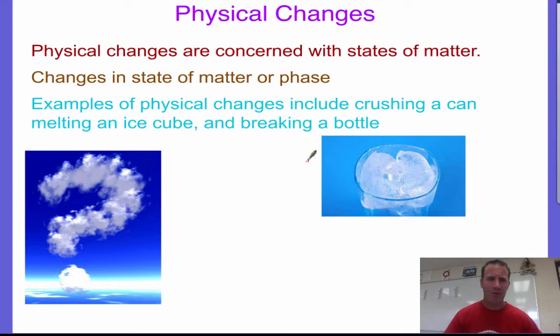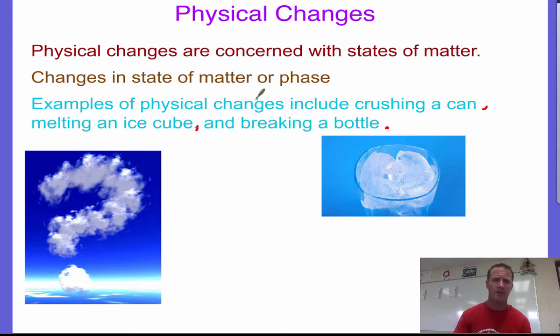I think that you've probably studied this since about second grade, but we'll just address it. There are two types of changes to matter that are important to us. They are physical changes and chemical changes. Physical changes are changes that are concerned with states of matter. Basically you're just changing the state or phase of matter that it's in. For example, crushing a can, melting an ice cube, or breaking a bottle. These are all physical changes. They're changes in the state of matter, or the appearance of it, things like that.